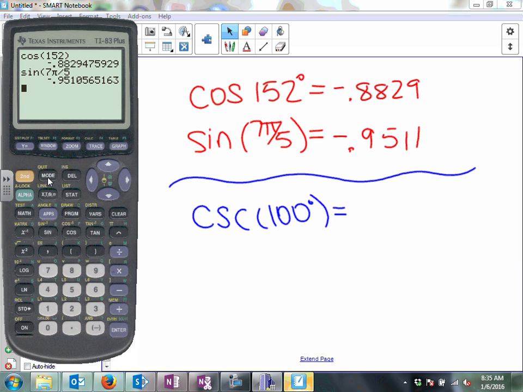Yes. 1 over. Ooh, almost. 1 over something. Almost. Cosecant is the same thing as 1 over sine. Okay? Cosecant and sine are reciprocal. So what we can do is we can type in 1 divided by the sine of 100, and that will evaluate the cosecant of 100.